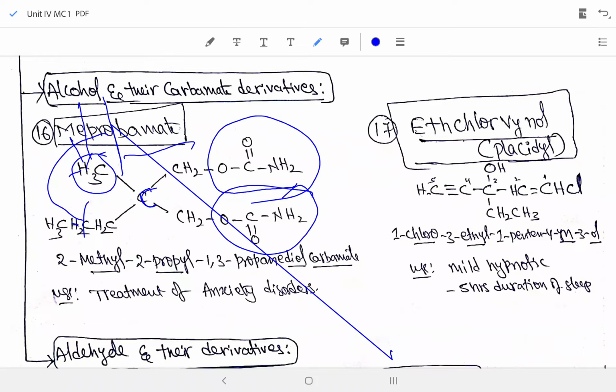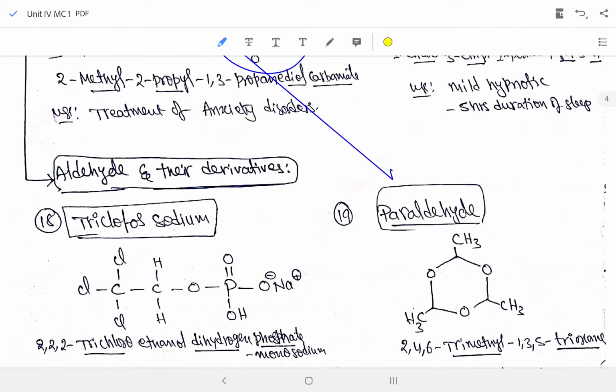And there is the next one, ethchlorvynol. Ethyl, chlorine atoms are there, and a vinyl group is there. And this drug can also be called Placidyl. Okay, if you see, this is the ethyl group, this is the chlorine, it is attached to the vinyl compound. Okay, this is how you need to remember the structure of ethchlorvynol.